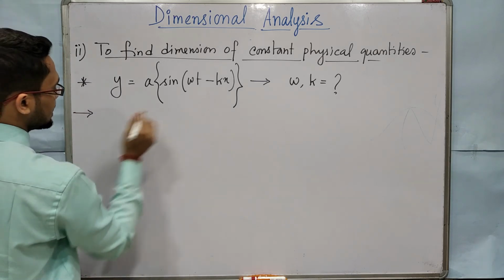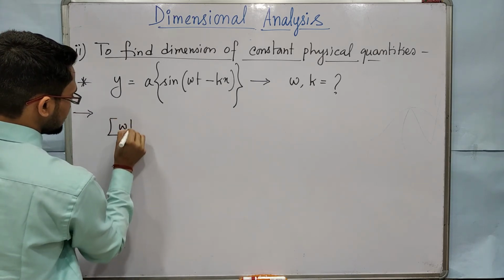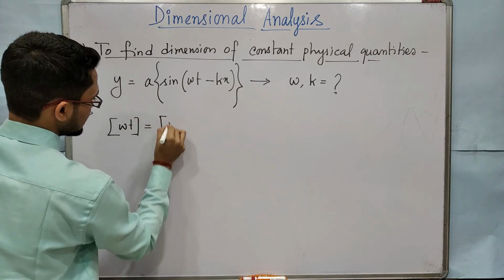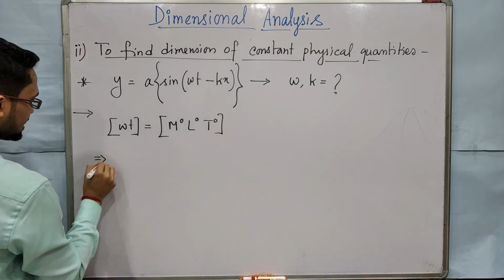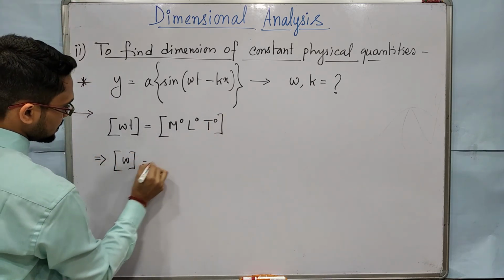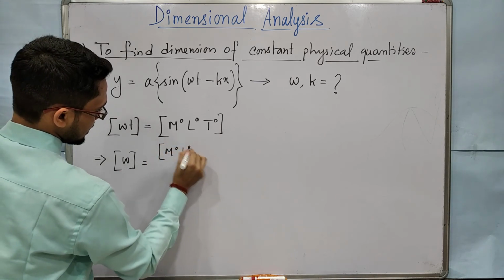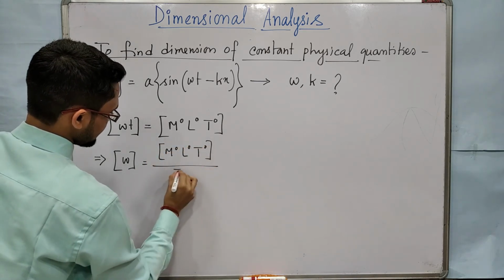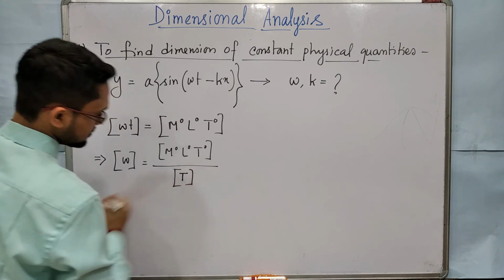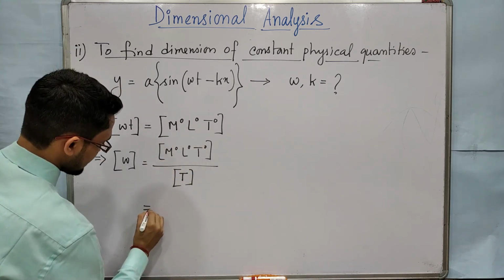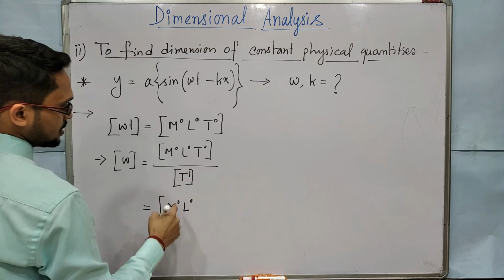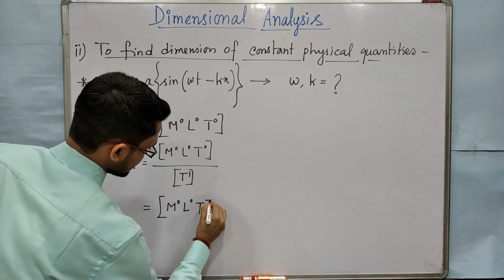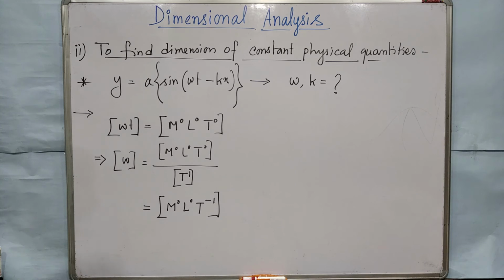So dimension of omega t equals what? No dimension means M0 L0 T0. Then dimension of omega will be M0 L0 T0 by time. Time means capital T. Now it will go up, and when it goes up, the power will be reversed, that means minus 1. So M0 L0 T minus 1.